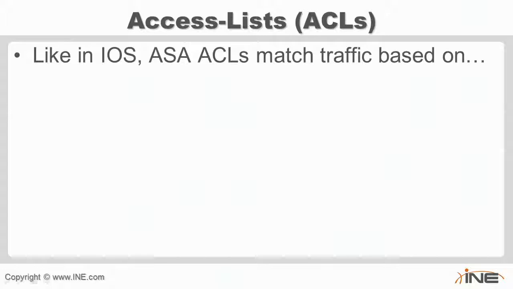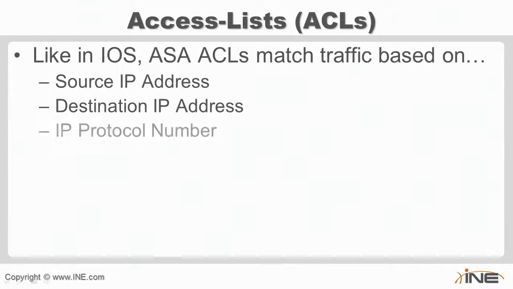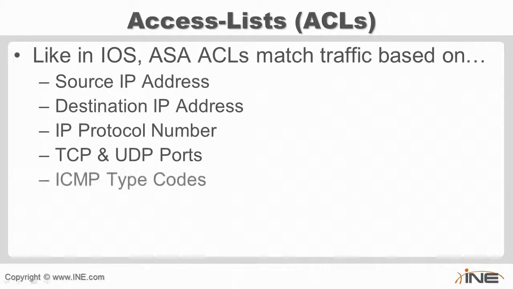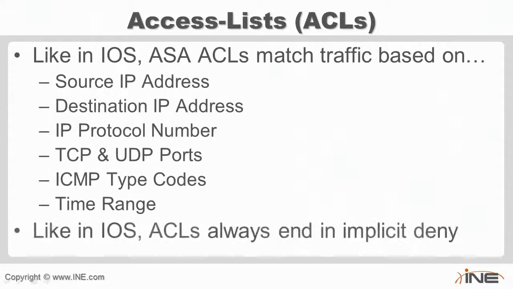Now the access list itself is very similar to IOS, so we can match on things like the source address, destination, the IP protocol number, like is it OSPF, is it EIGRP, is it ESP? We can match on the layer 4 information like the TCP/UDP ports, ICMP type codes, time ranges. So most of this is self-explanatory. It works very, very similar to how IOS does. And then likewise, it always ends in the implicit deny.